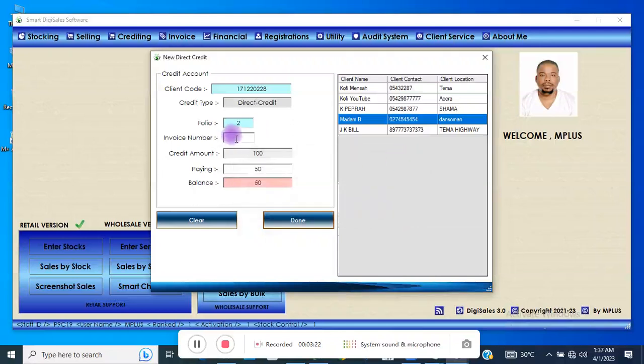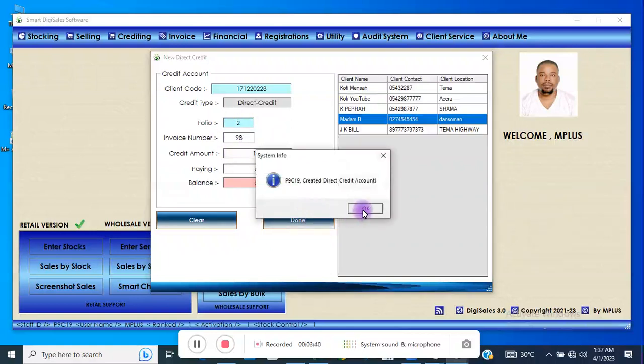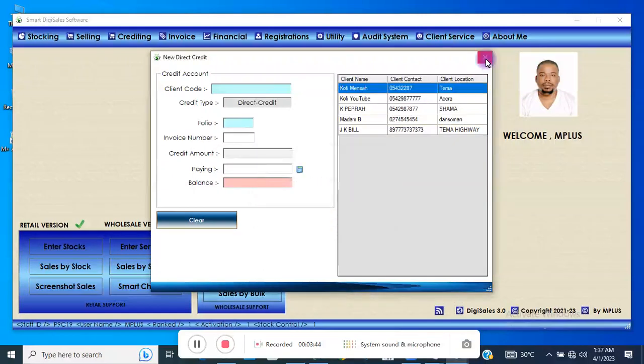So we go here and enter the invoice number. Let's say it's 96, or let's say 98. I will show you how an invoice number like this came about, so we'll go there very soon. So let's continue. We click done, then it tells us the credit account has been created. Once you initiate a credit account like this, you are done.